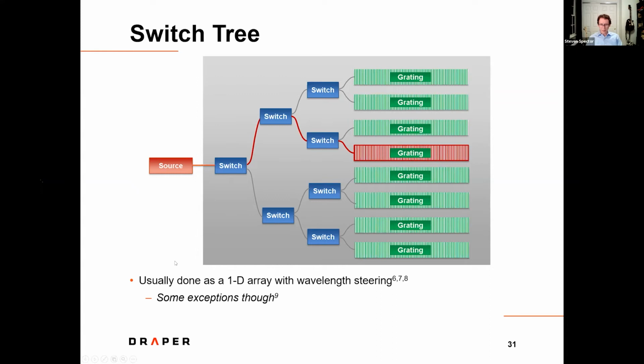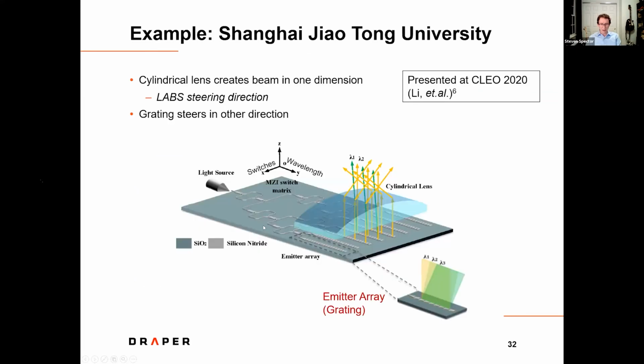And this is typically done with a long grating so that you can do 1D. You do a 1D array, and then the long grating will steer in the other direction, just like an optical phased array. There are some exceptions. Some people have done 2D arrays with this method, but the 1D array is much more common.